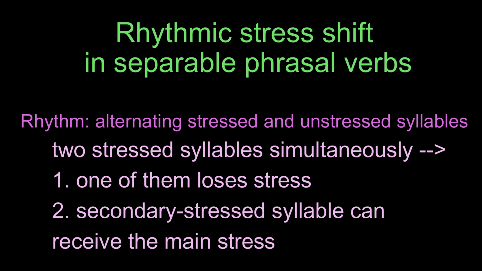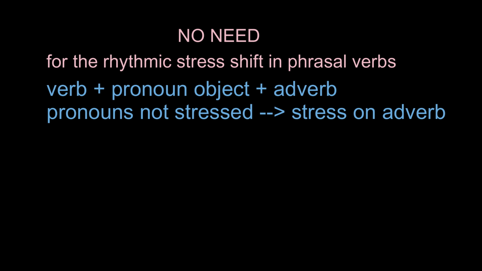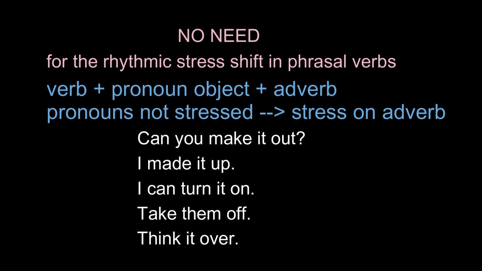Let's apply these rules to the separable phrasal verbs. First, if the object is a pronoun, it must come between the verb and the adverb. Since pronouns are not stressed, stress is on the adverb. Can you make it out? I made it up. I can turn it on. Take them off. Think it over.